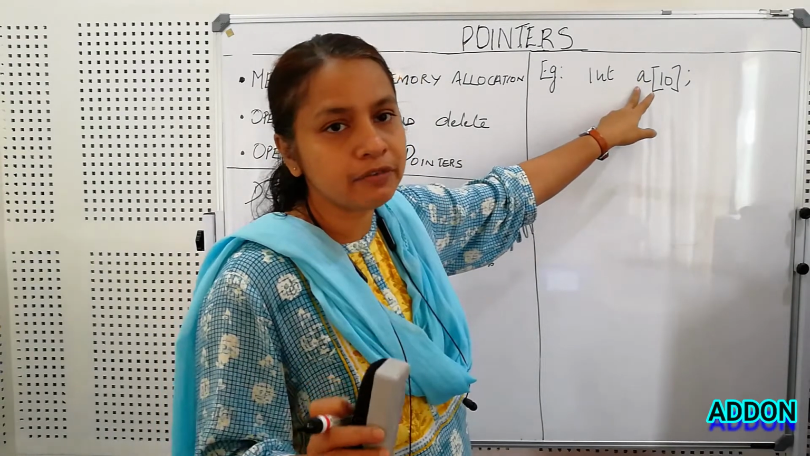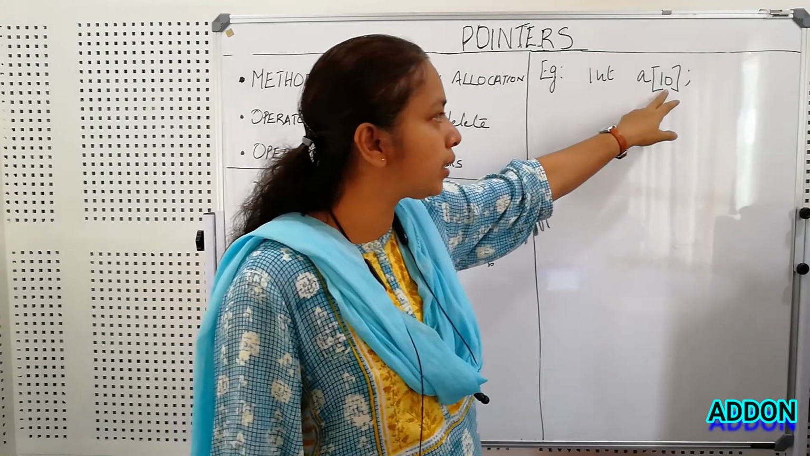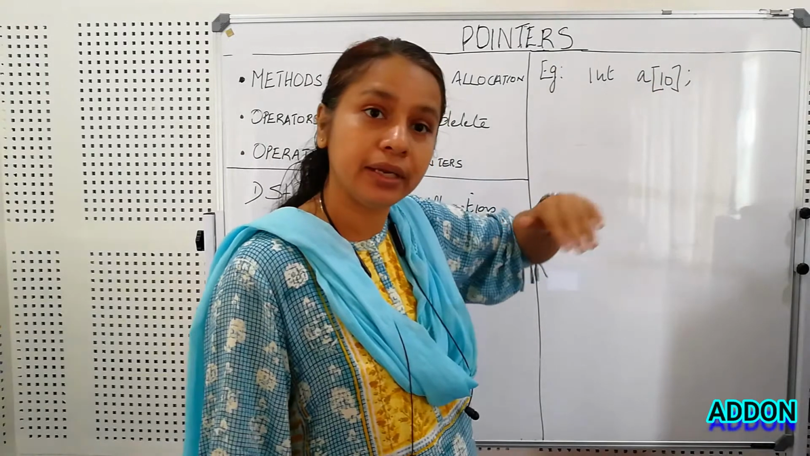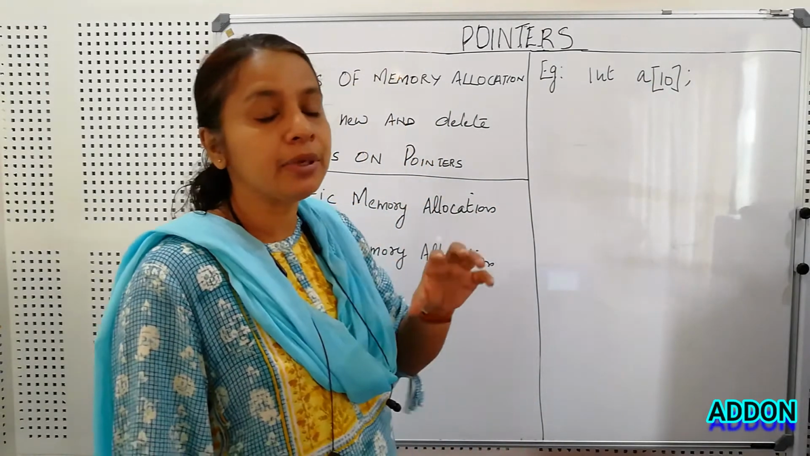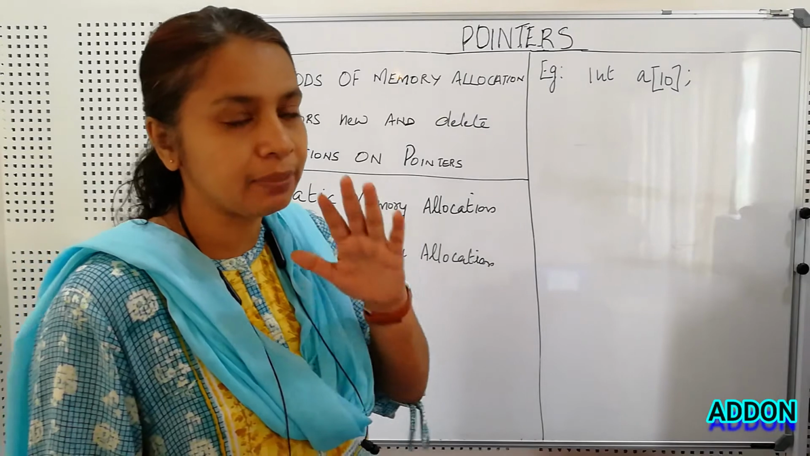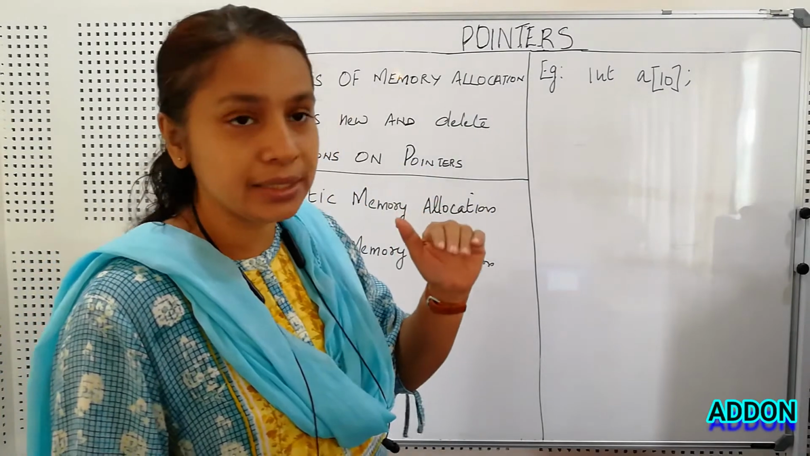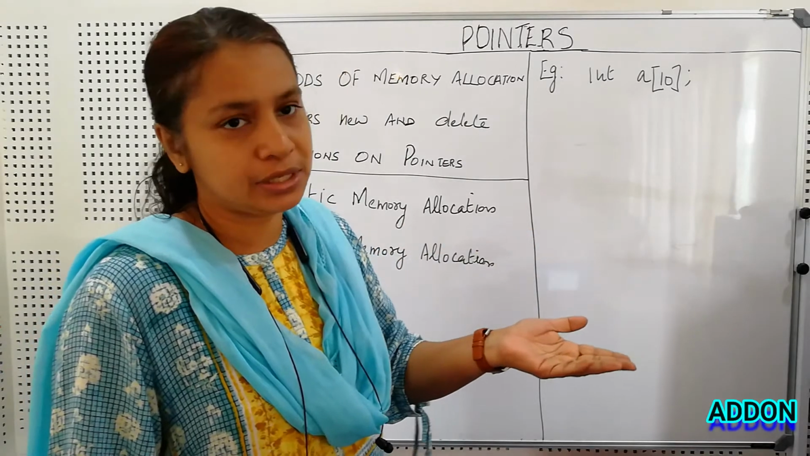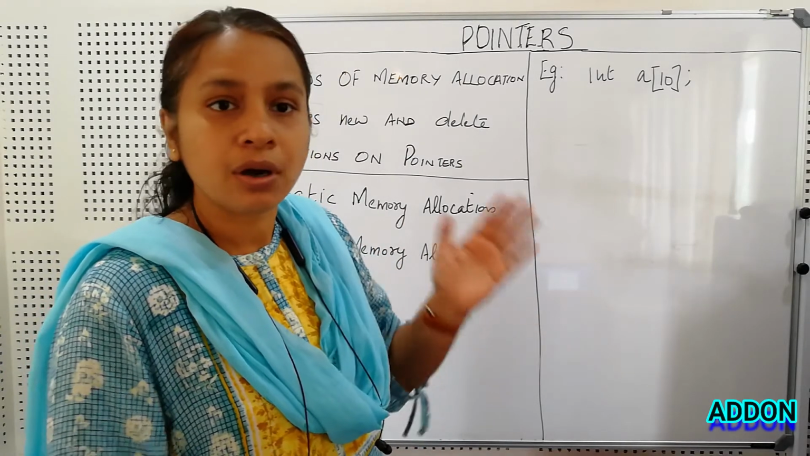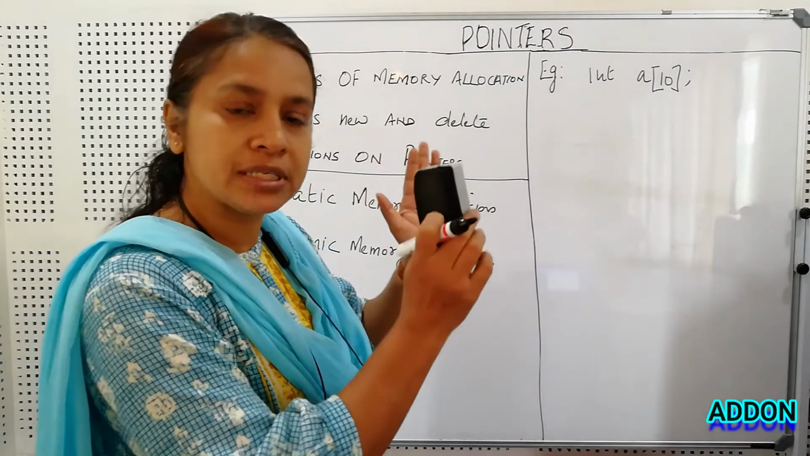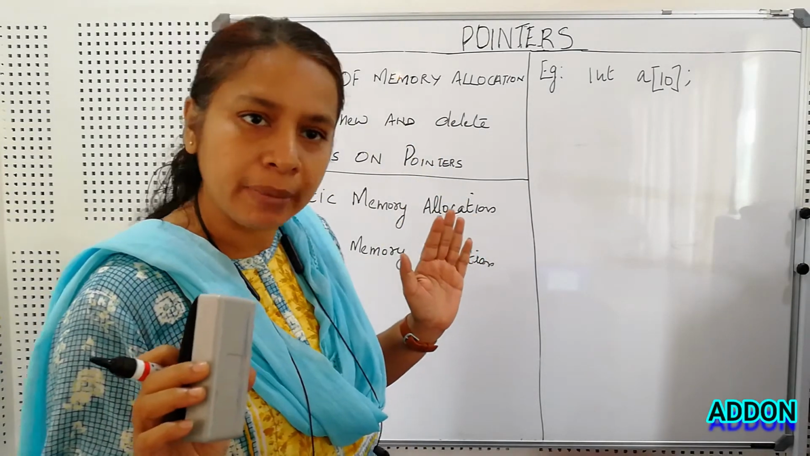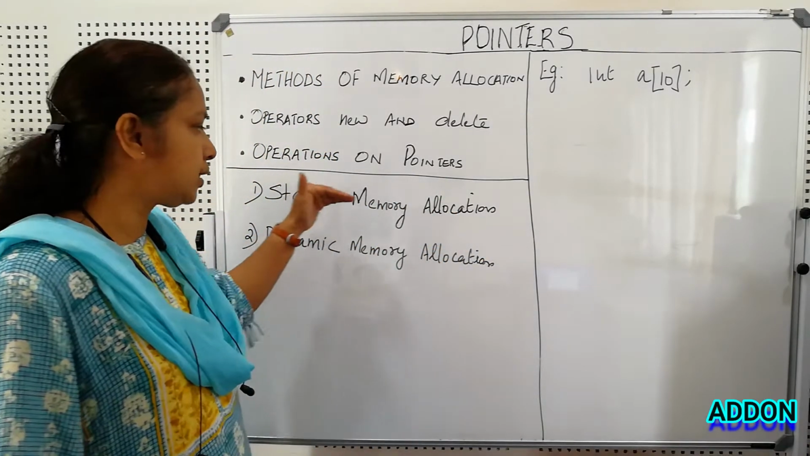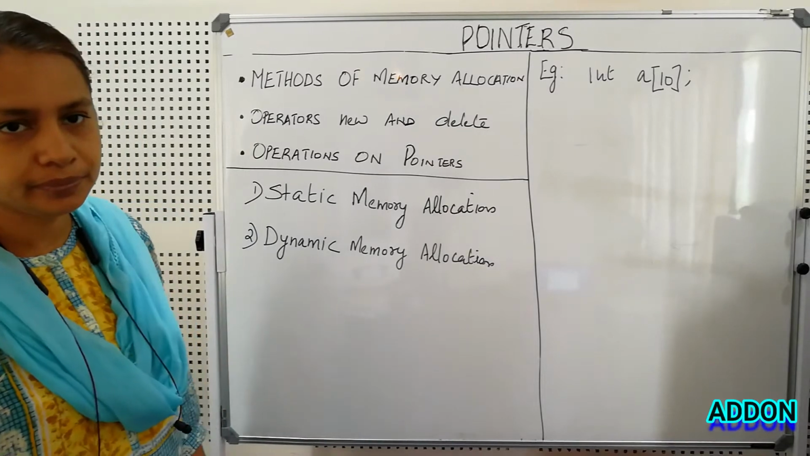For example, consider I have already allocated 10 memory spaces for A, but during the execution of the program, I am giving only 5 data. So in that example, the remaining 5 spaces will be wasted because already the memory is fixed. We cannot change the size of the memory. Okay, so that is the disadvantage of static memory allocation.